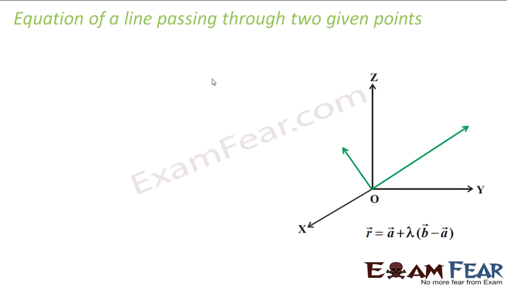Now let's take the equation of a line that passes through 2 points. Let this point be A and this point be B. There are 2 points given, and I have to find the equation of the line. This has to be a straight line, the red line, and the equation will come out to be R is equal to A plus lambda times (B minus A).